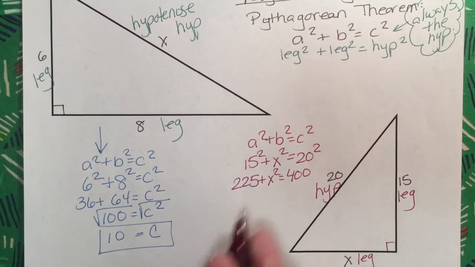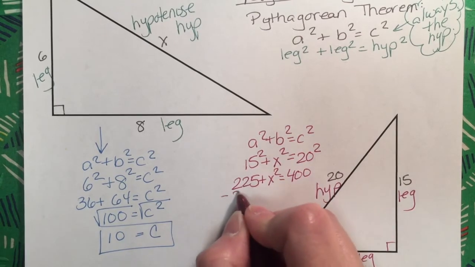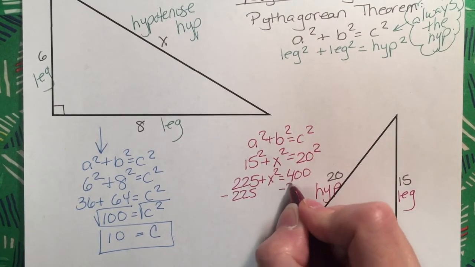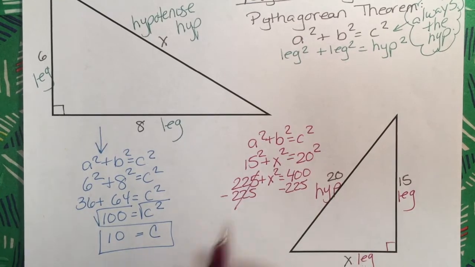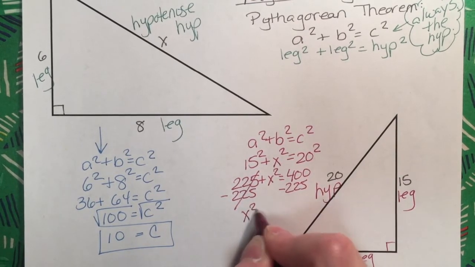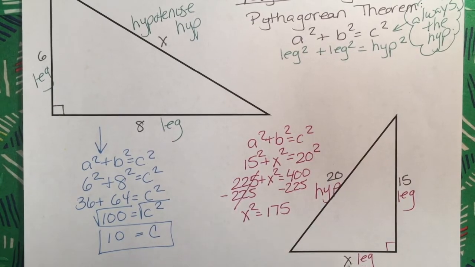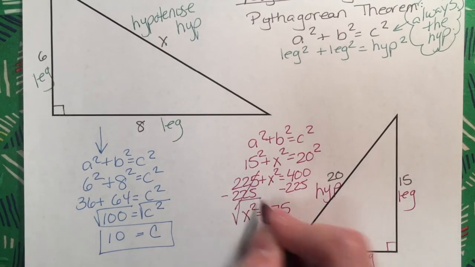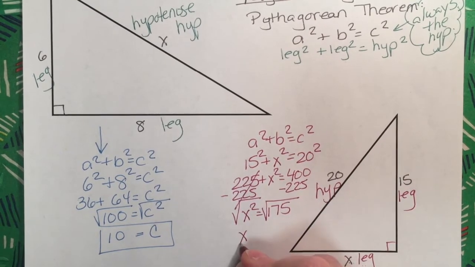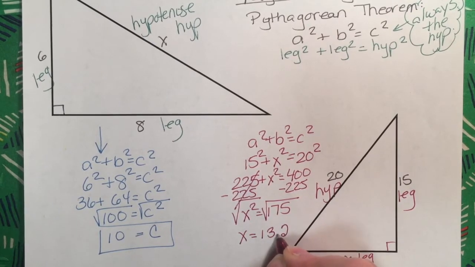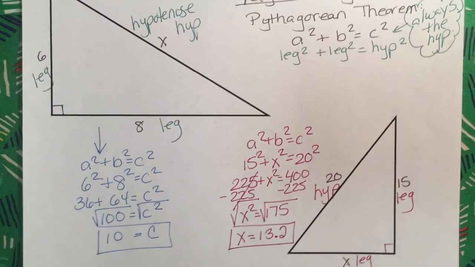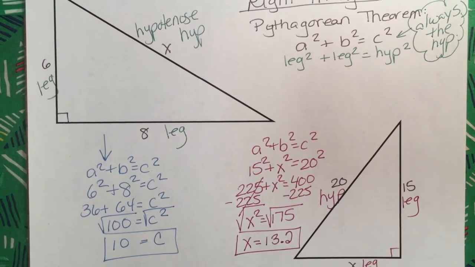So now it's algebra. Minus 225 on both sides, right? We're trying to get x by itself. That's 0. So x squared equals 175. We don't want x squared. We only want to know what x is, so we square root both sides. And x, if you do this on a calculator, is rounded to approximately 13.2, okay? So that is how the Pythagorean theorem works to find the missing length of a right triangle.